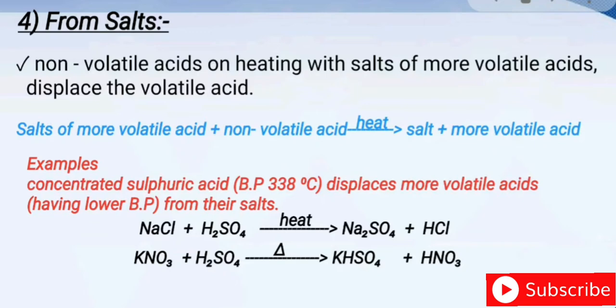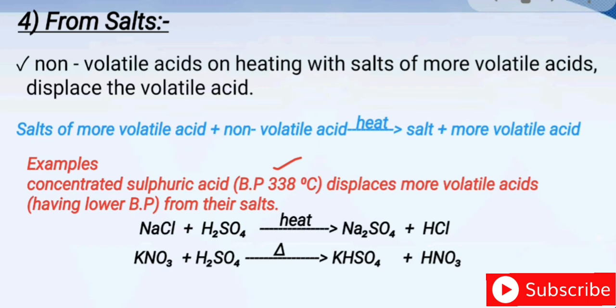Now, from salt: non-volatile acids on heating with the salt of a more volatile acid displace the volatile acid. Salt of a more volatile acid plus non-volatile acid, when we heat it, we will get salt plus the more volatile acid. Children, how can you identify the non-volatile acids and the volatile acids? Yes, by seeing their boiling point. If the boiling point of an acid is high, then it is non-volatile in nature. Concentrated sulfuric acid, having a boiling point of 338 degrees centigrade, displaces the more volatile acids having a lower boiling point. The lower boiling point acid is a volatile acid.